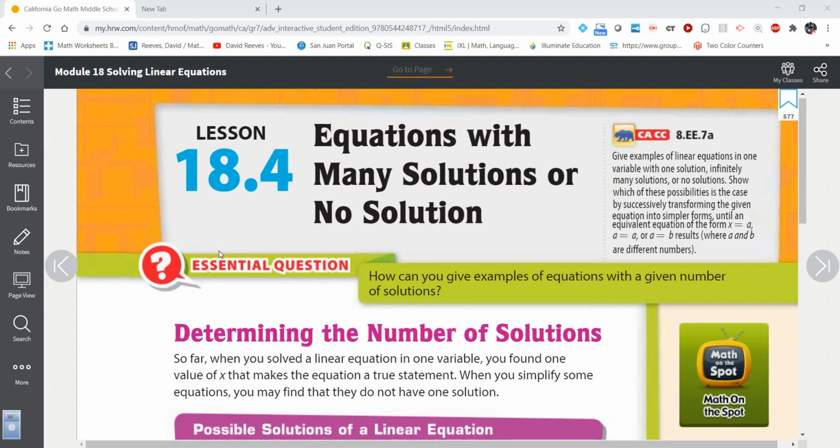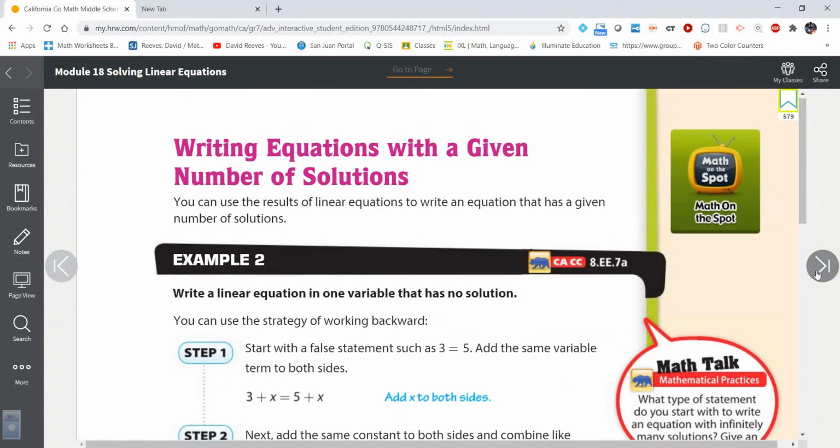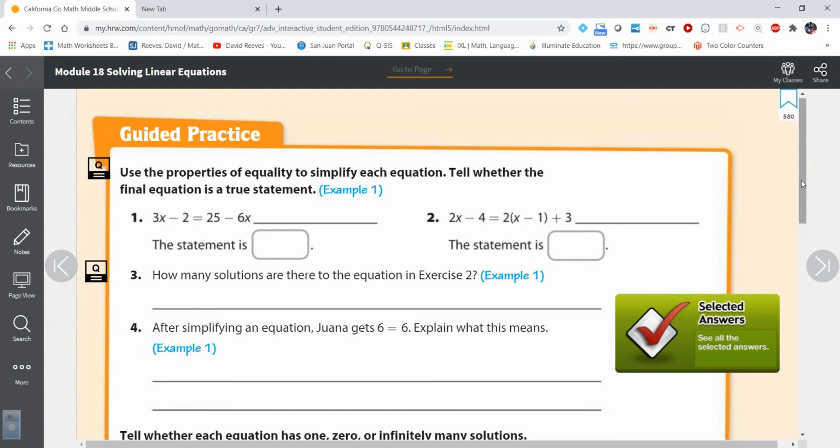Well, hey everybody, Mr. Reeves back with you as we continue to look at lesson 18.4, equations with many solutions or no solutions. So in my previous video, I introduced this lesson and we looked at each type of problem, explaining why it worked the way it did. And now we're going to do like we always do. We're just going to dive in and do a whole bunch of problems.